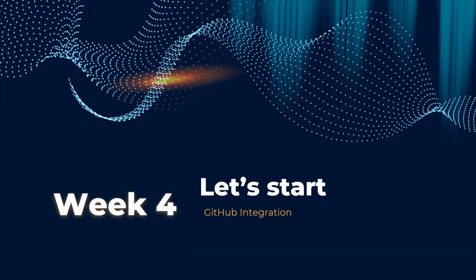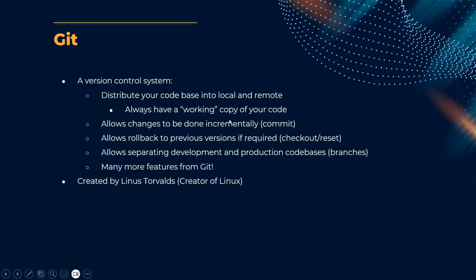So Git is a version control system. In fact, the most popular version control system right now. It has about a 95% market share in version control. But what is a version control system? So a version control system is a system that allows you to save backups of your code base.